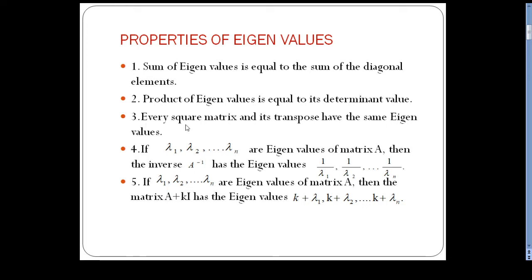Then a third one: every square matrix and its transpose will have the same eigenvalues. Fourth, if lambda 1, lambda 2 up to lambda n are eigenvalues of matrix A, then A inverse will have eigenvalues 1 by lambda 1, 1 by lambda 2 and so on up to 1 by lambda n. If lambda 1 and so on are eigenvalues, then A plus kI will have eigenvalues where k is added to each eigenvalue: k plus lambda 1, k plus lambda 2 up to k plus lambda n.